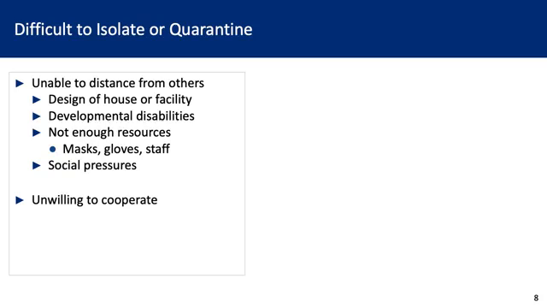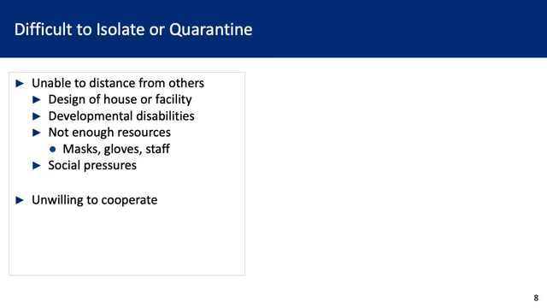They may just be unable to distance themselves from others because of either the design of the house or the facility, or maybe because they have developmental disabilities and aren't able to distance themselves from others. They need someone for their everyday care. It also may be that where they live, there aren't enough resources like masks, gloves, or staff so that you can adequately keep people separated from each other.